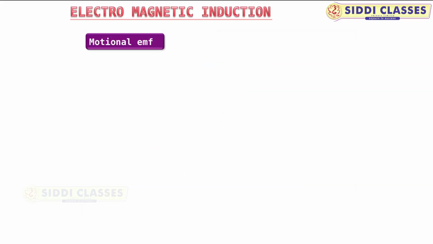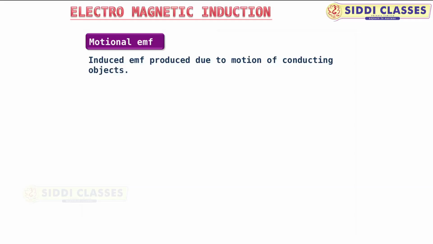Next we take the concept of motional EMF. An induced EMF produced due to the motion of conducting objects is called motional EMF. When a conducting rod or a conducting coil is moved in a magnetic field, the magnetic flux cut by the coil changes. Due to this, an induced EMF will be produced.